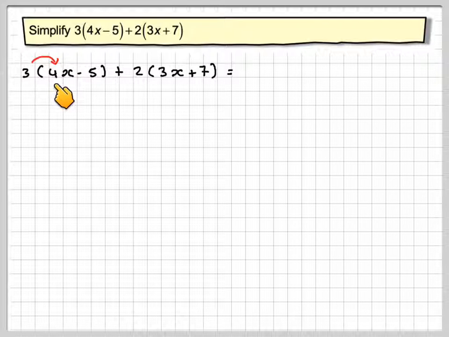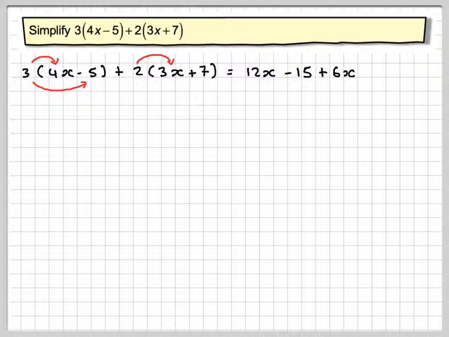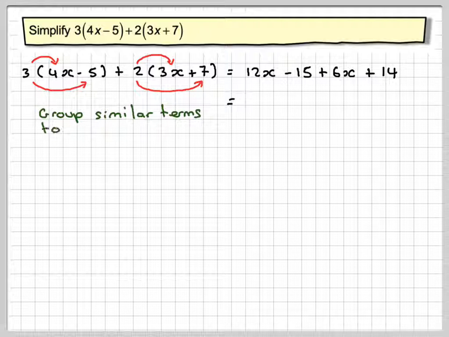So 3 times 4 is 12, so that becomes 12x. And then 3 times minus 5, that becomes minus 15. We then need to remember the plus sign there in between the two parts of the expression, and then we're going to do 2 times 3x, which is going to give me 6x, and then 2 times 7, which gives me 14.